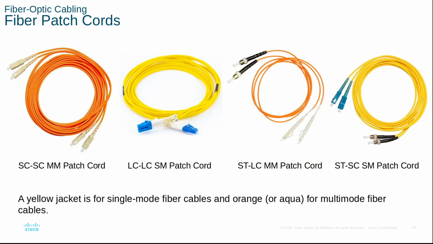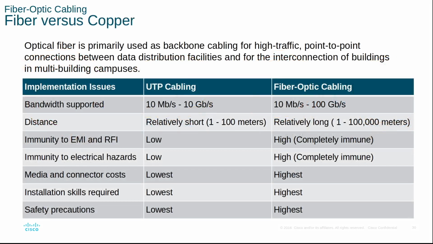These are the different types of patch cords you can see. Usually you see either yellow, orange, or aqua jackets. Yellow for single mode, and orange or aqua for multi-mode fiber. Just so it makes it easy to see what it is you've got based on the color of the cable. So it's primarily used for backbone cabling for high traffic and point-to-point connections, for connecting buildings and multi-building campuses.